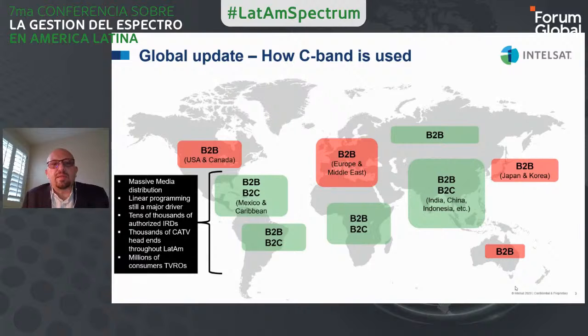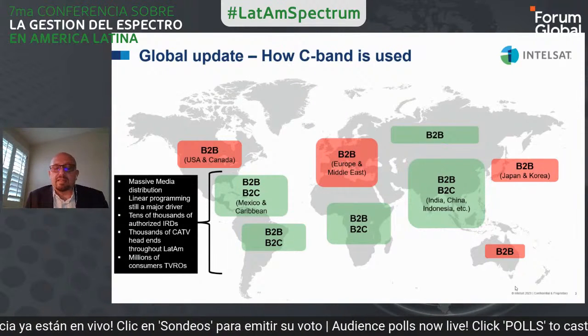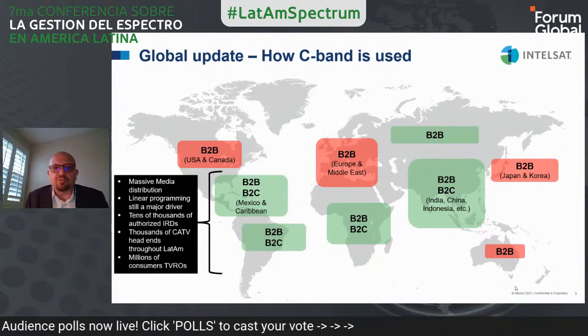The key thing I would like to highlight is that in South America, the nature of usage right now is such heavy use for media distribution. There are literally tens of thousands of IRDs, of receivers, downlinking linear TV programming in Latin America and retransmitting it through cable systems. So there is certainly very heavy usage of C-band in Latin America. Additionally, there is a lot of B2C. There are a lot of consumer C-band dishes on top of roofs, like in Brazil, where C-band is used not only for B2B, but also for B2C.